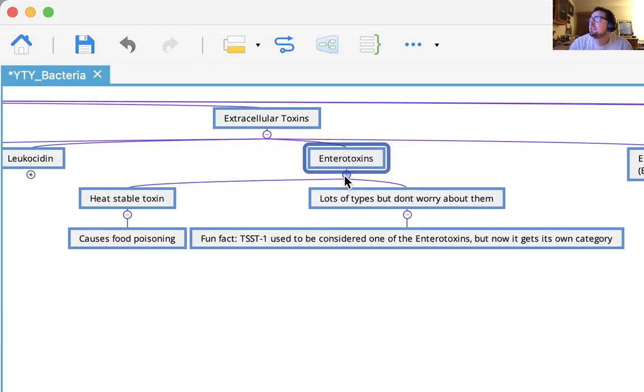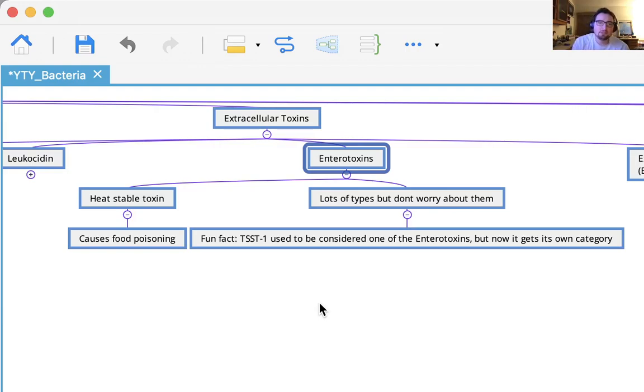Next, we have the enterotoxins. So the enterotoxins are very important. Really, if you hear enterotoxin, think heat-stable toxin and think food poisoning. When you get food poisoning from Staph aureus, it's not the bacteria that's causing the problem. It's that the bacteria has grown in that food and all these toxins have built up. And even though you've reheated the food, these toxins are there. So you eat the food, you ingest the toxin, and you get sick.